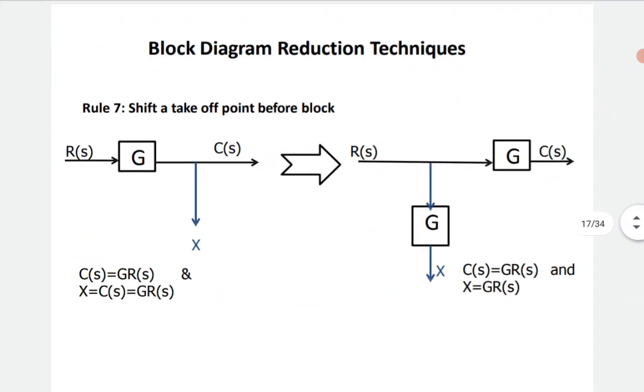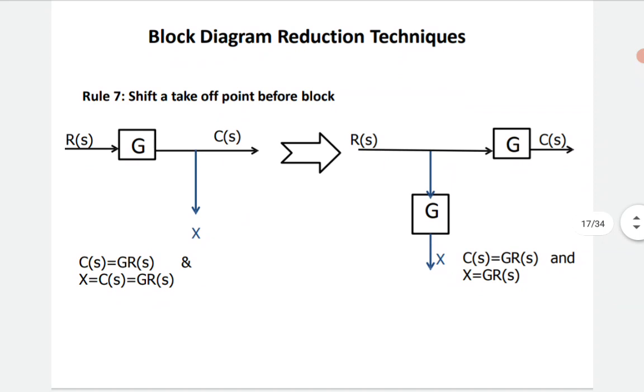Now shift the takeoff point ahead of the block, or before the block. Here see, R of S is there, and G is the transfer function. Takeoff point means the junction point. From that, one output is C of S, another output is X. So C of S is equal to G into R of S, and X is equal to C of S. Obviously the same output will be generated, that is G into R of S. So what should I do?